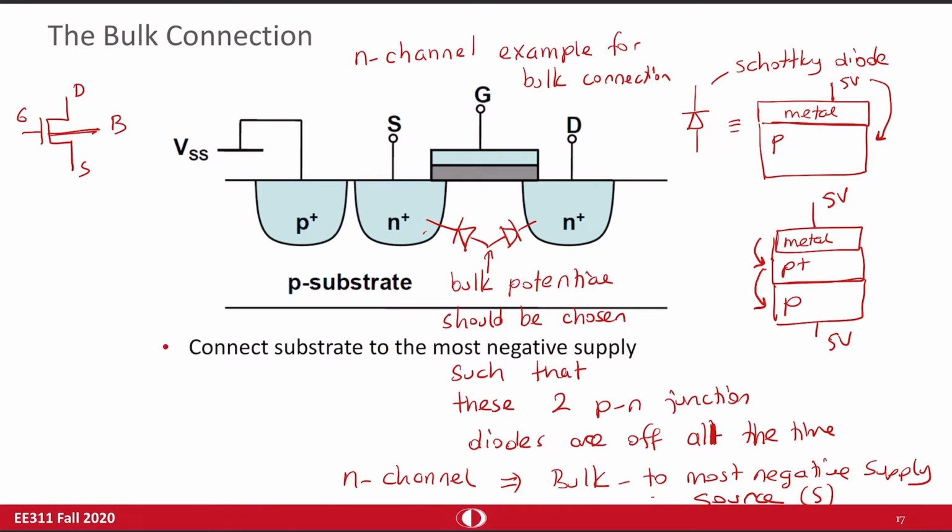For PMOS, this will be source, drain, and gate. There's the bulk connection. Again, the same story, but since the substrate will be N-type and source and drain areas are P+, you need to do the reverse. You are going to connect bulk to the most positive supply or, again, to the source of the transistors.